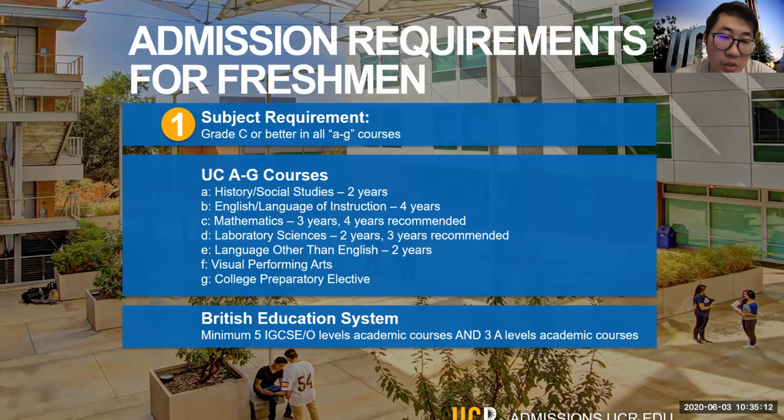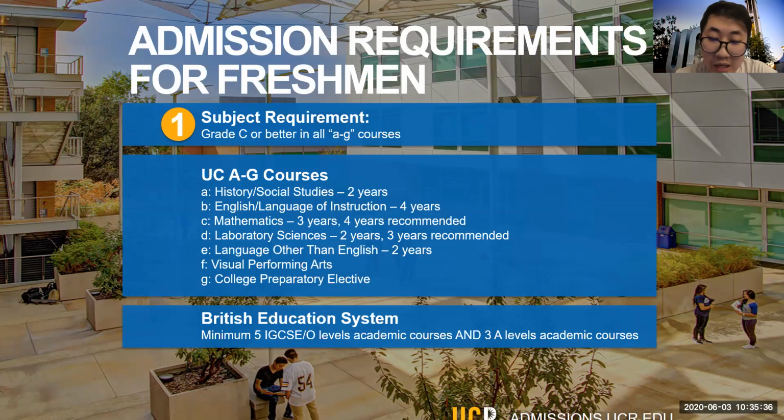So the first requirement is the A to G course requirements. That's just the basic courses that you need to complete before you graduate from high school. So we need 4 years of English, 3 years, 4 years recommended, of mathematics and laboratory science, visual and performing arts, history, social science.